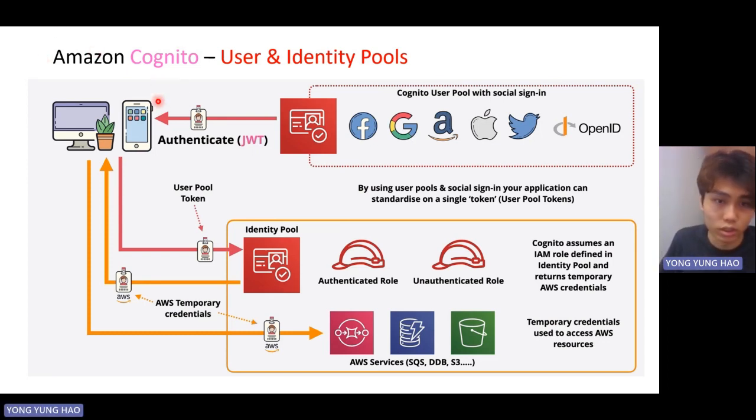So this is the overview of what Cognito is, and it's very deep. But I hope you all know what I wanted to say, and that's all about this video.